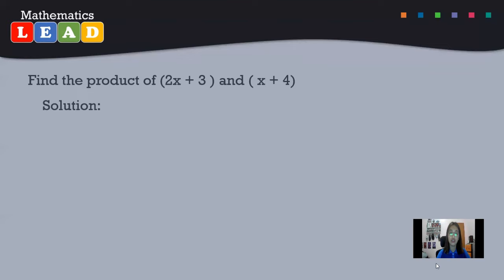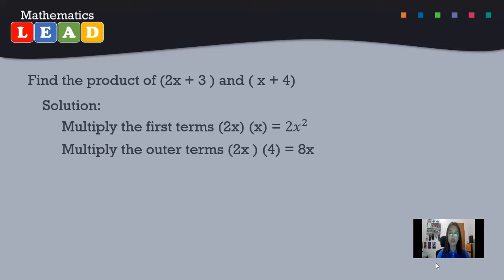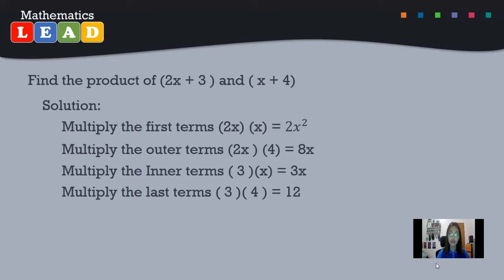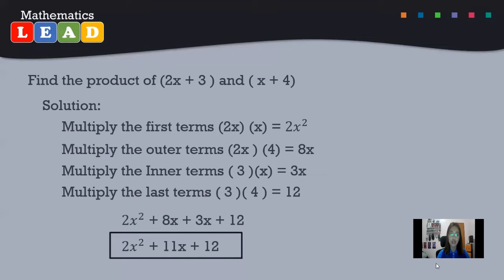For our solution, multiply first the first terms. We have 2x times x, so we have 2x squared. Then multiply the outer terms, 2x and 4, we have 8x. Multiply the inner terms, we have 3 and x, so it is 3x. Then multiply the last terms, we have 3 and 4. That's why we have 12. So combining all the products, we get 2x squared plus 8x plus 3x plus 12. So we see that we have like terms here. So we just combine them and we have the final answer of 2x squared plus 11x plus 12. Are we clear with that?